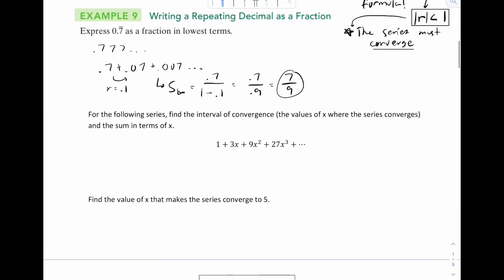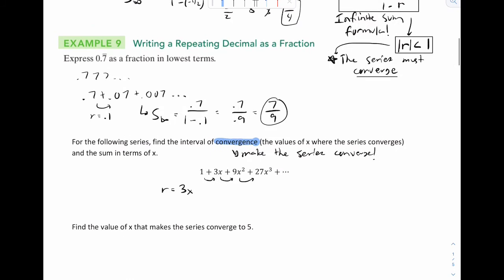Now here's the last example. For the following series, find the interval of convergence. So if you ever see this, what that means is you want to make the series converge. Meaning you want it to get smaller and smaller and smaller. So the first thing you want to do is figure out R. So what's happening every single time? And if I look at it, I can see, well, R is simply 3x because you're multiplying by 3x every single time.